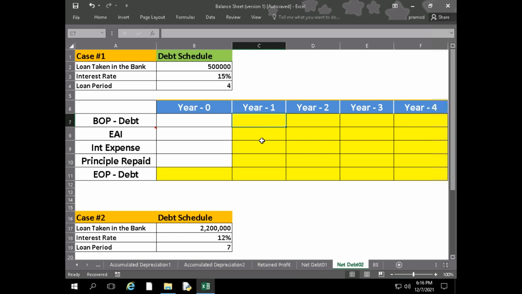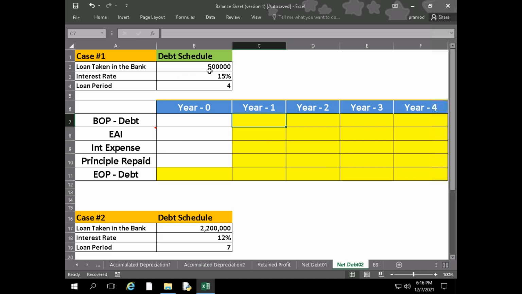We will finish off the net debt too. So here what happens, I need to find out the debt and the expenses, the interest amount and the principal repaid amount, and the debt amount I am going to pay. So the total amount of that. Here first you need to take the 5 lakh.